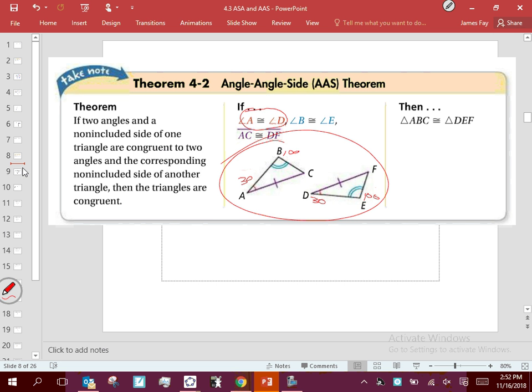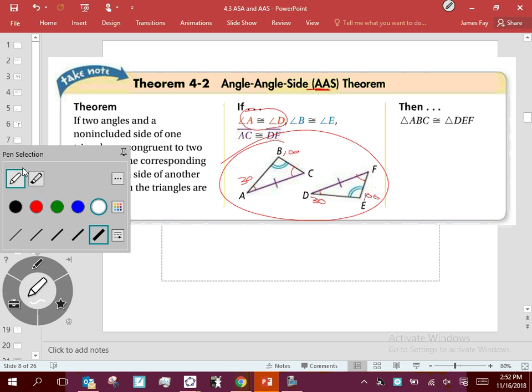So when I have angle-angle-side, if we have angle-angle-side, you automatically get that angle and that angle congruent, because when you have two angles congruent to two angles, you ultimately have three angles congruent to three angles.